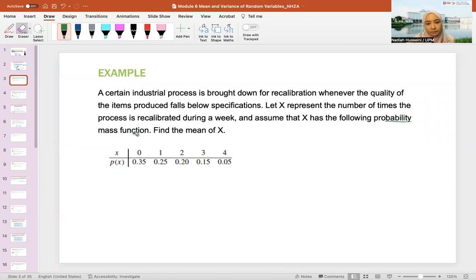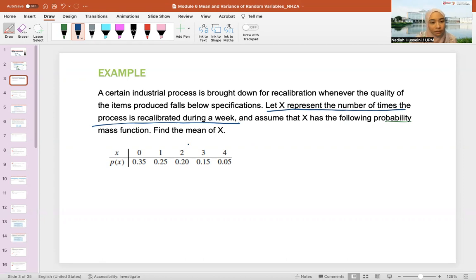So find the mean of X. X is a random variable. How do we know it's a random variable? Because it says here, let X represent the number of times the process is recalibrated during a week. So it is assigning a number to an event. And assume that X has the following probability mass function. For each value of the random variable, there is a value of probability, and therefore we have the probability mass function. So now we have to find the mean of X.